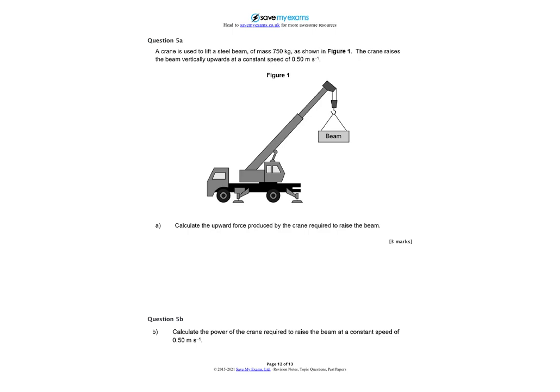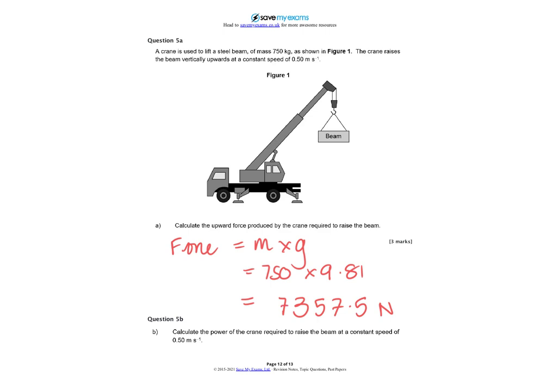Question 5a. A crane is used to lift a steel beam of mass 750 kilograms as shown in figure 1. The crane raises the beam vertically upwards at a constant speed of 0.5 meters per second. Part A, calculate the upward force produced by the crane required to raise the beam. So we are just going to do force is mass times gravity here. So the force required is going to be 750, so that's the mass, times gravity, so it's going to be 7357.5 newtons because it is a force.